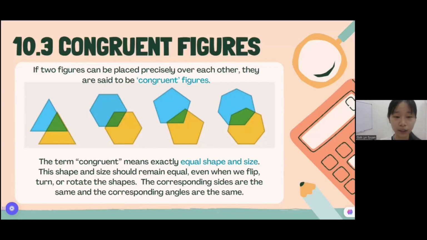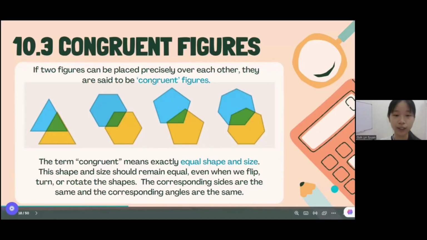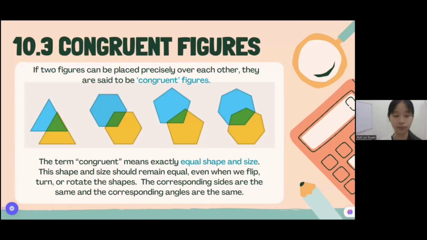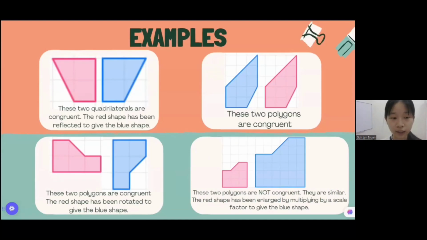Here there are a few examples of congruent figures. As we can see, the blue shape is congruent to the yellow shape. Let's look at the first example here. We can see that these two quadrilaterals are congruent to each other. You can see that the red shape has been reflected to give the blue shape.